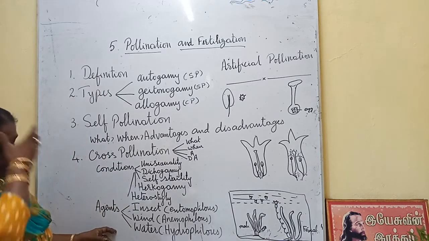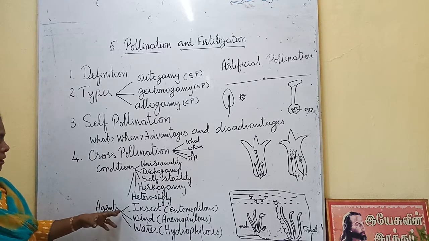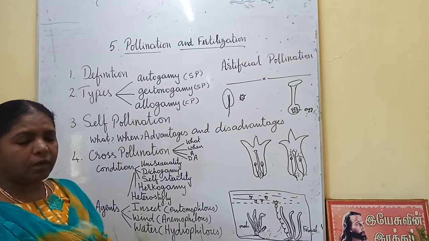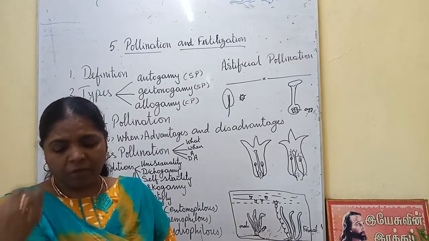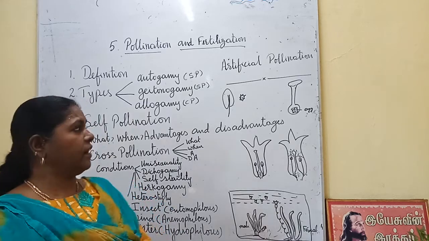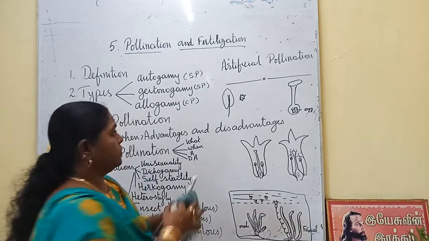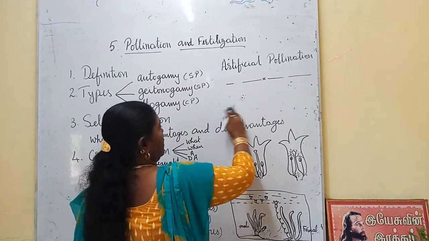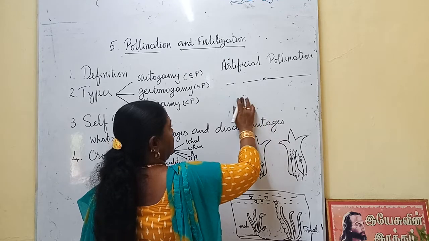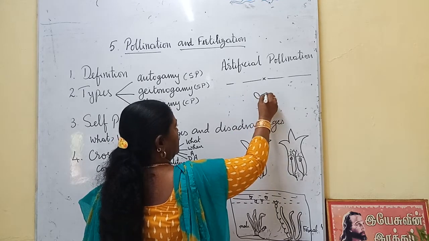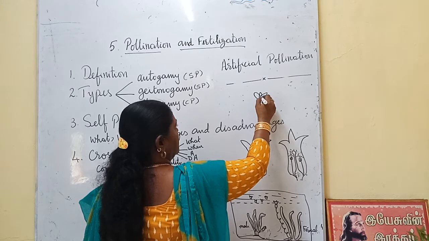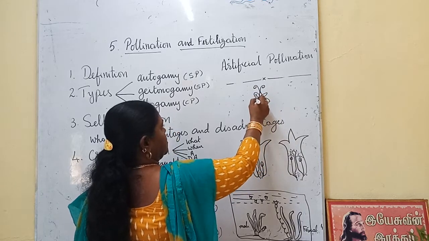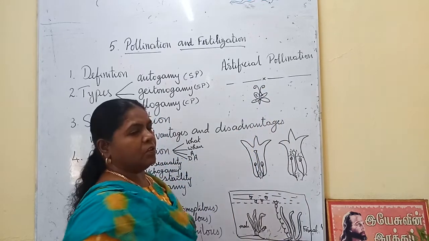Next come the agents. Cross-pollination requires some agents: insects, wind, water. Insects will sit on the flower. They visit the flower for nectar, sucking the nectar. This is the proboscis of the butterfly.